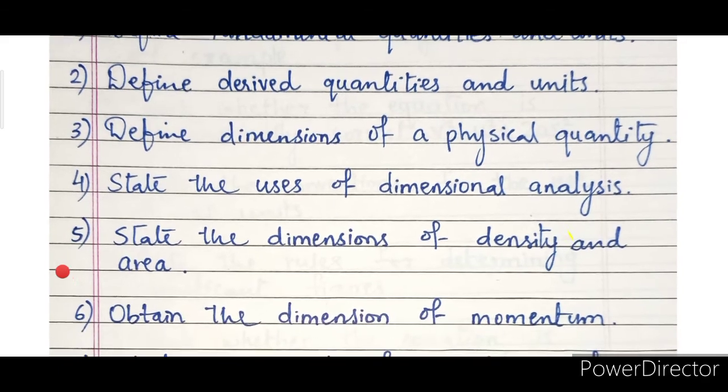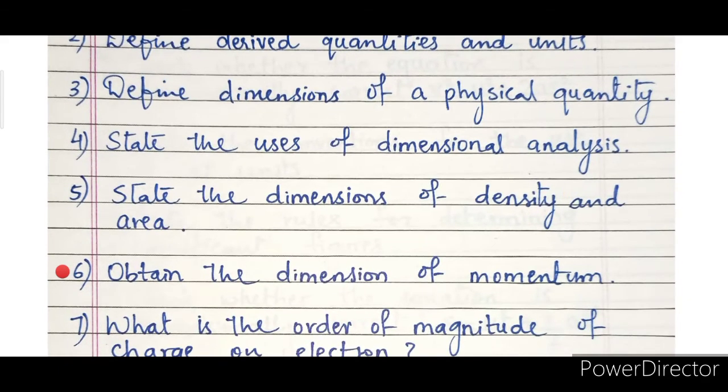Then next, question number 6, obtain the dimension of momentum. Now when the question is asked in this way, here we have to follow the method. First of all, we are supposed to write down the formula for the momentum and then we are going to determine the dimension of the momentum.